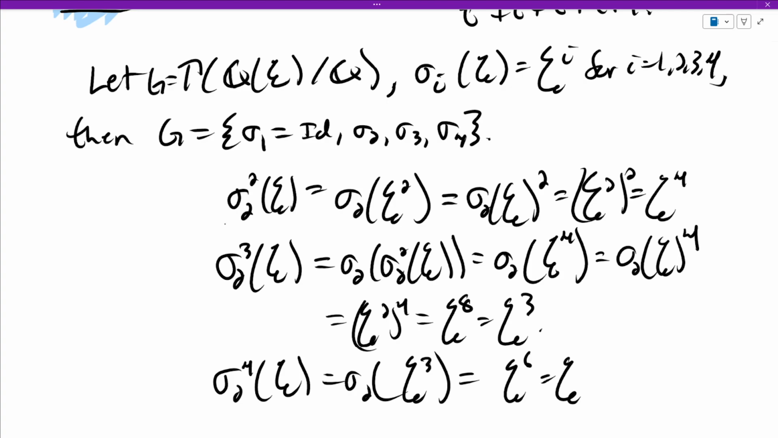Sigma 2 squared is the guy that takes zeta and spits out zeta to the fourth. Sigma 2 squared is that one, sigma 4. Sigma 2 cubed is the one that takes zeta and cubes it. That's this one. And of course, we're back here at the fourth. So this group is actually generated by sigma 2, and sigma 2 has order 4, so it's Z mod 4.